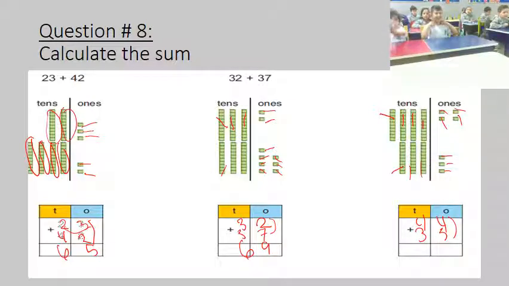4 in your head. 3 on your fingers. 4, 5, 6, 7. Okay. 4 plus 3 also? 7. What is the number? 77. Good job. The answer is 77.